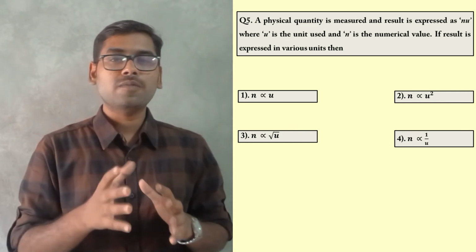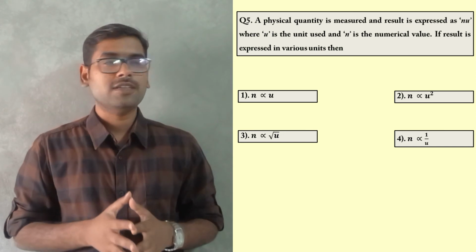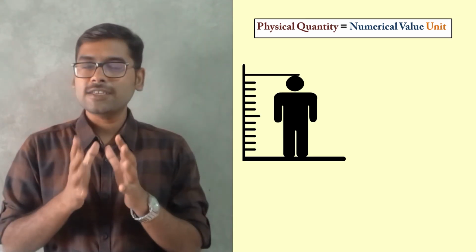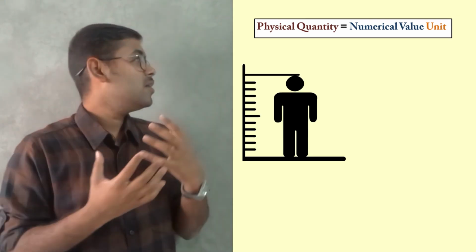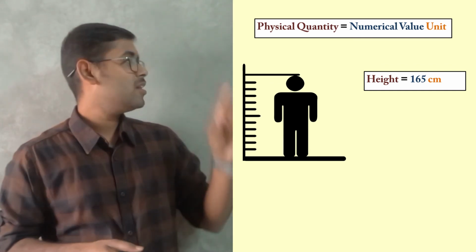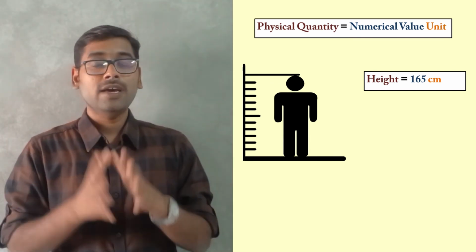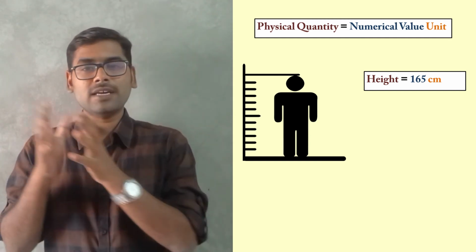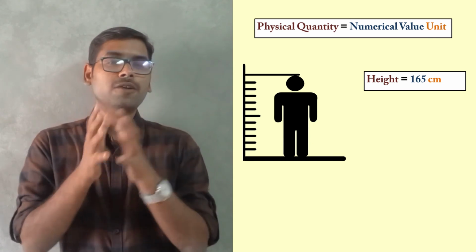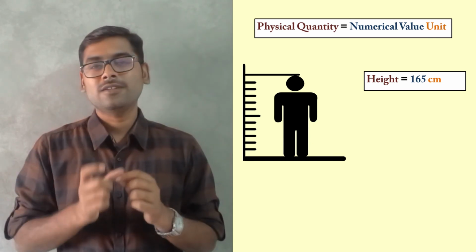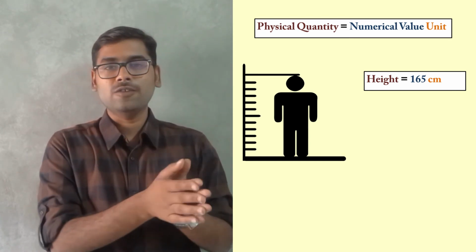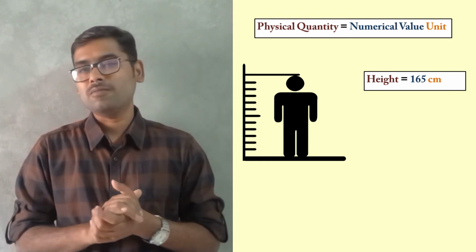Guys, the result of measurement of any physical quantity is always expressed as numerical value followed by a unit. For example, my height is a physical quantity. When I say my height is 165 centimeters, here 165 is the numerical value and centimeter is the unit that is used for measurement. Now in the question what they are asking is, what is the relation between the numerical value and the unit that is used for measurement? Or in other words, what will happen to the numerical value if I choose different units for measurement?